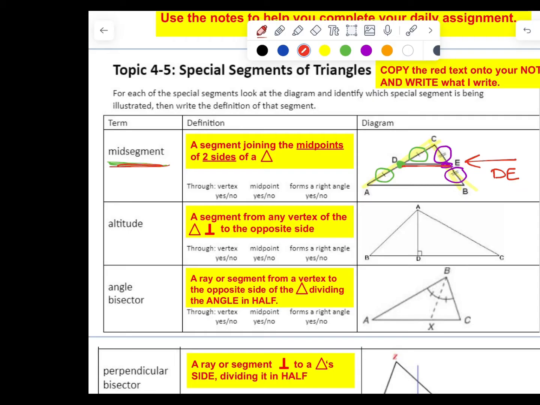Does this go through a vertex? No. Does this include midpoints? Yes, we are on the midpoint of both sides. Does this form a right triangle? No.